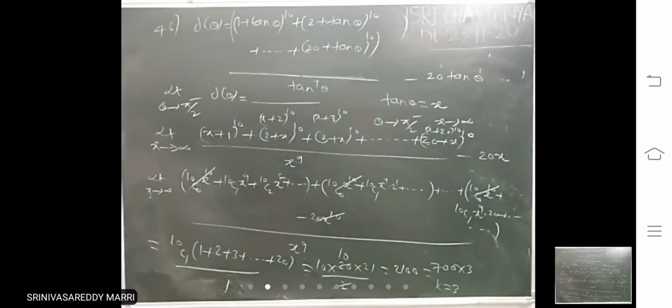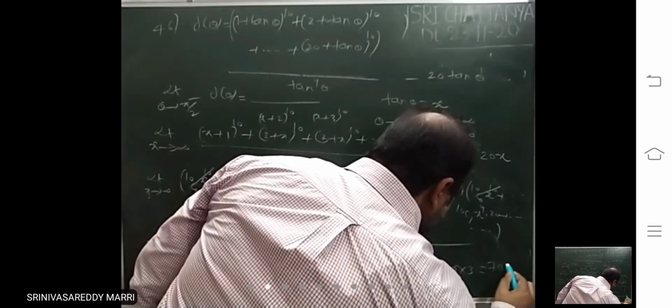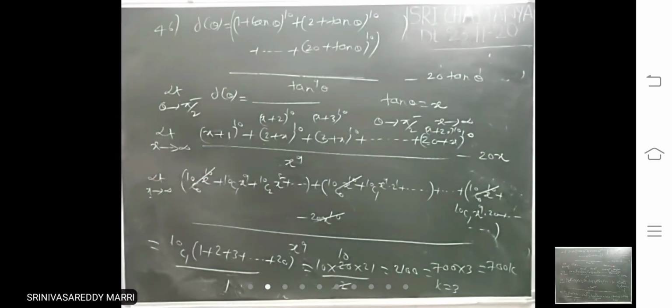It is given as 700k. Therefore, what is the k value? 3. The k value is 3. That is the answer.